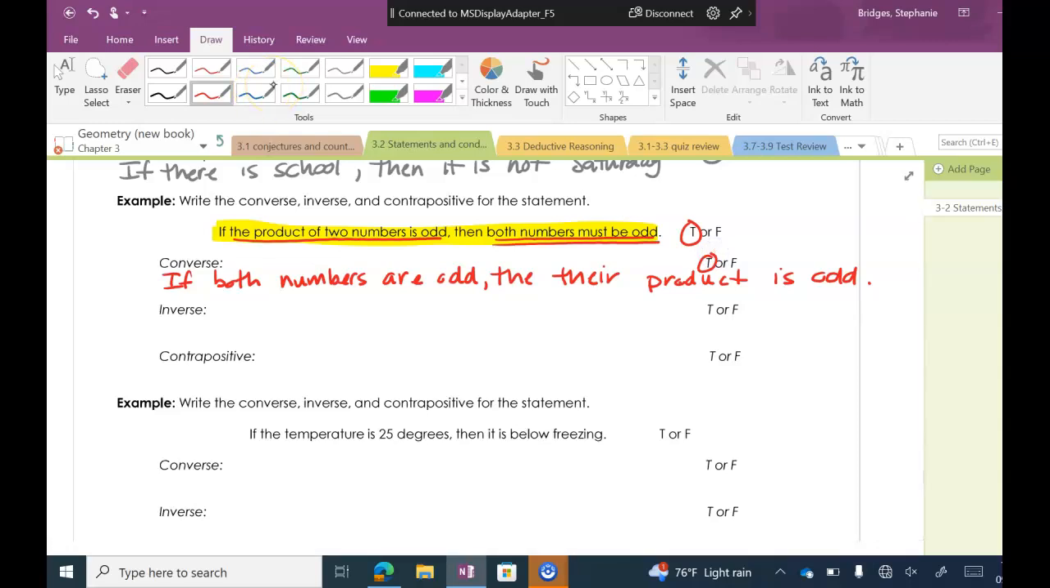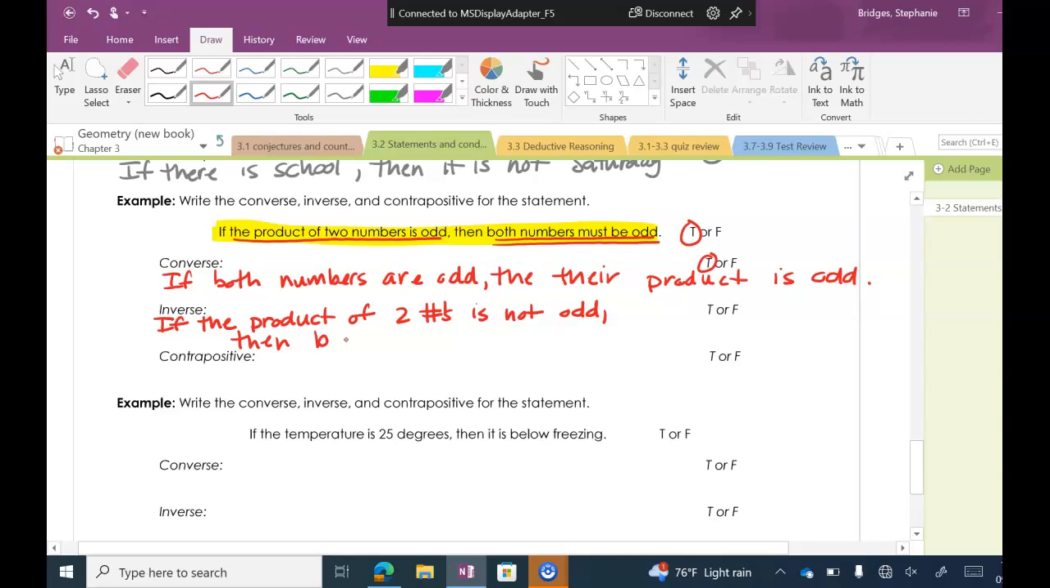And then for the inverse, I go back to the original statement and I negate it. So if the product of two numbers is not odd, then both numbers must not be odd. And that is also true.